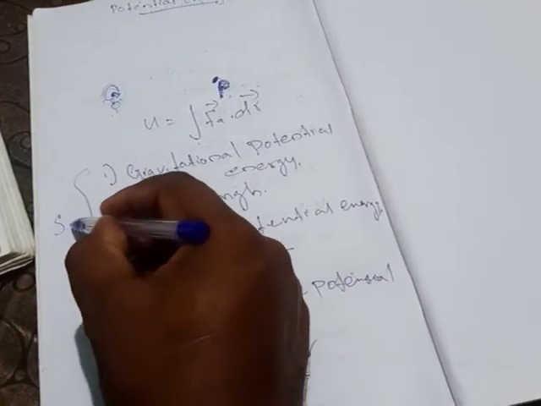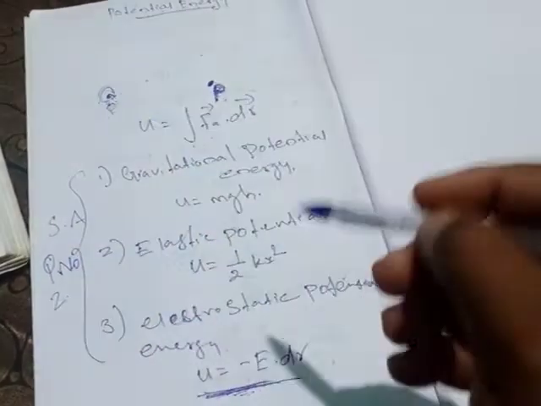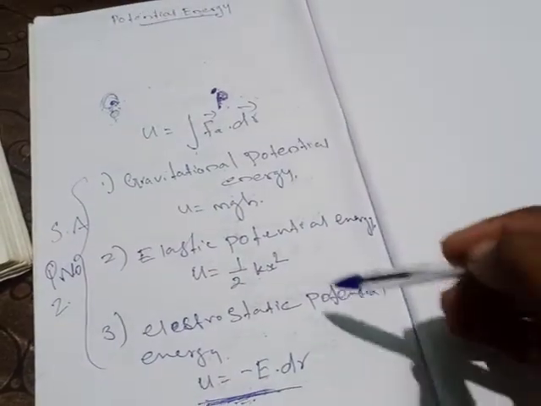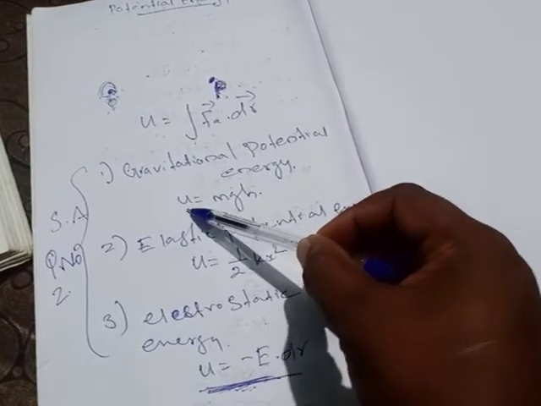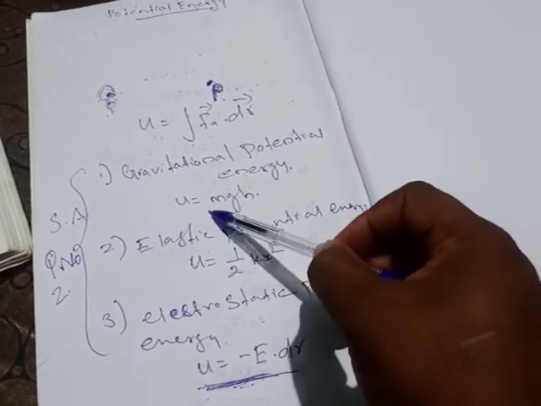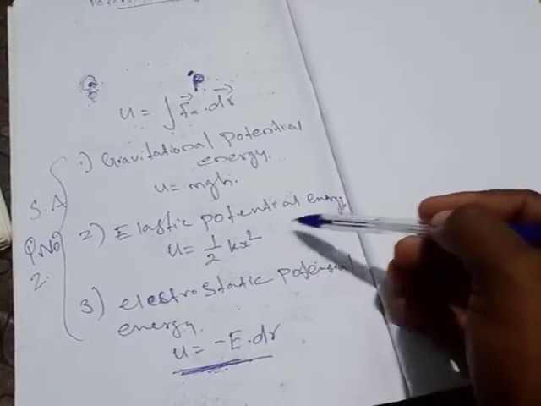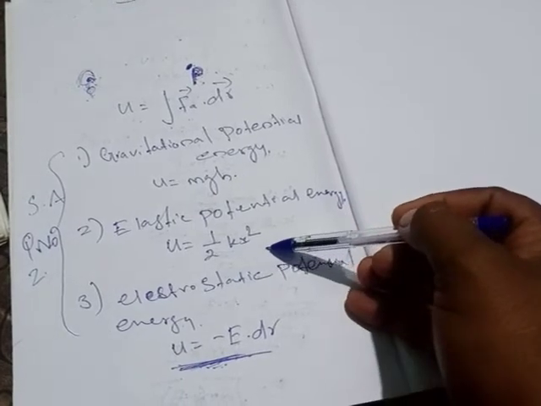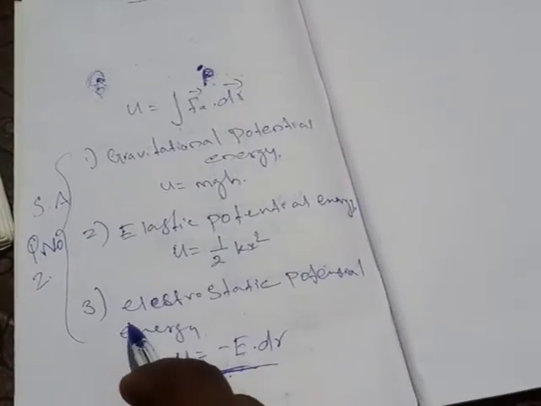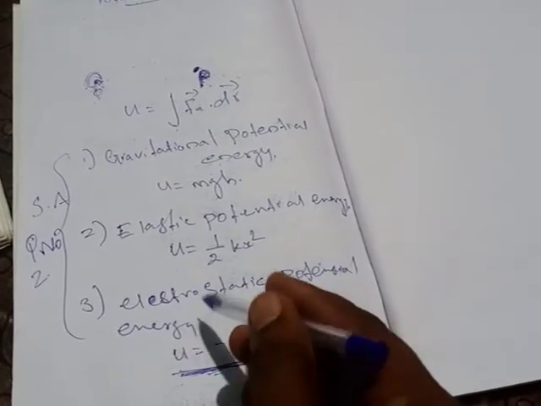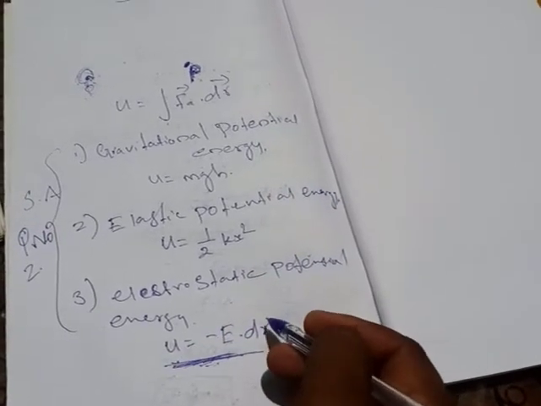Short answer question number 2: the types of potential energy. You have to write the definition for gravitational potential energy and the expression U is equal to mgh. Then write about elastic potential energy with the expression U is equal to half kx square. The last one is electrostatic potential energy, with the expression U is equal to minus E dr.